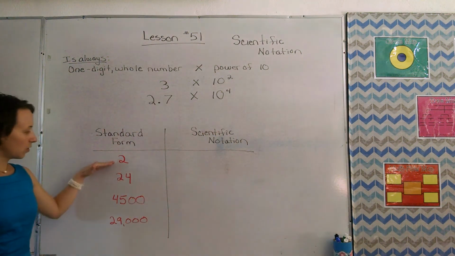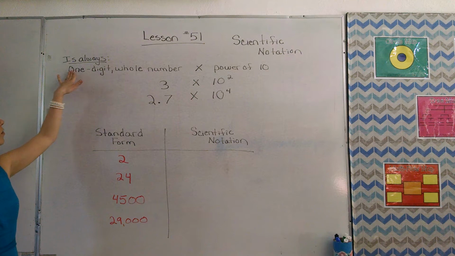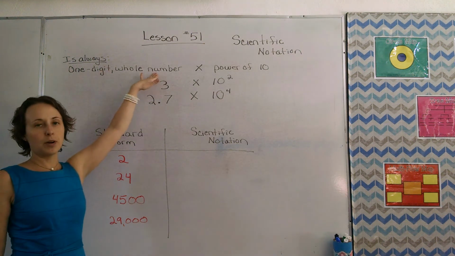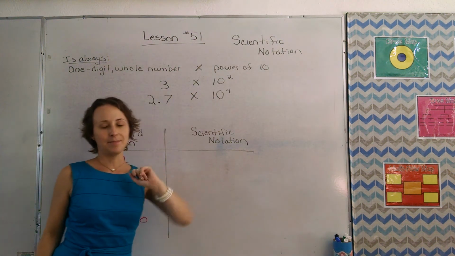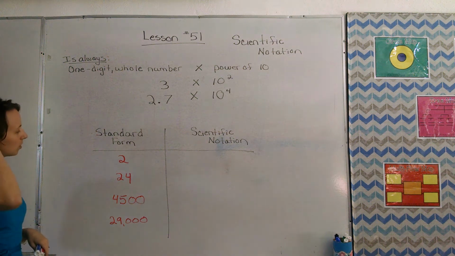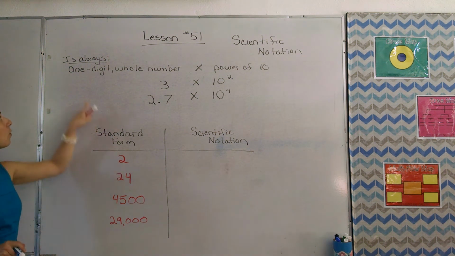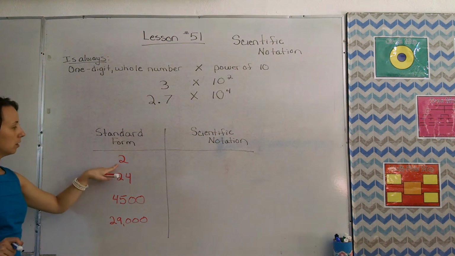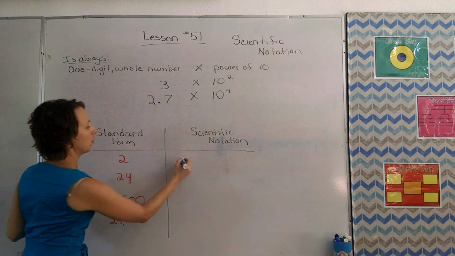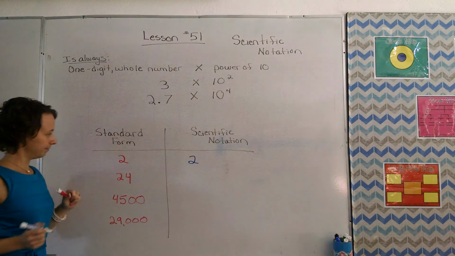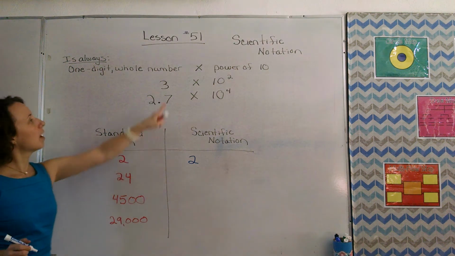So we have numbers written out the way we usually write them, and we want to write them as a one-digit whole number times a power of 10. Okay, so let's start with the first one, 2. Well, first thing I want is a one-digit whole number. 2 is already a one-digit whole number. 2. That wasn't so bad, right?